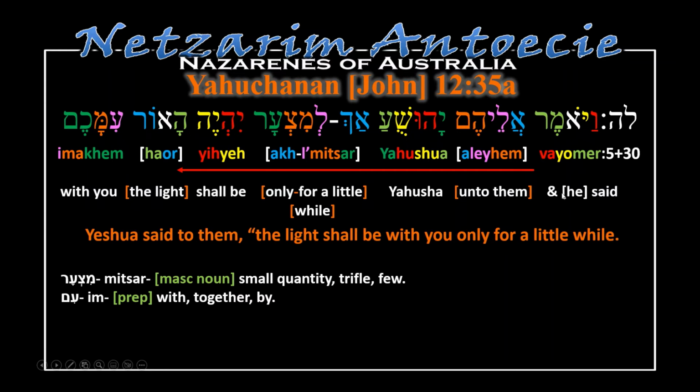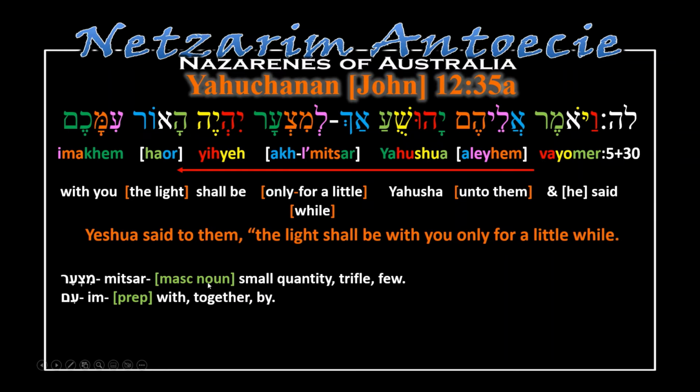Now let's read that. Vayomer. And he said, remembering that there's no pronoun there, so it's a he. And he said, Alehem, unto them. Hem is them, right? Unto them, Yahushua, that's who's speaking. Ak, which means only, lemitzar, for a little while. So how do we get that?